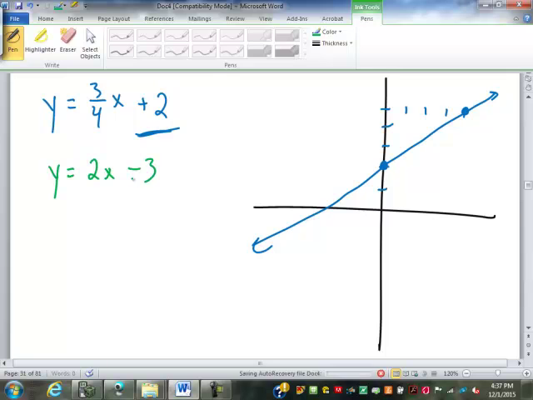So this one, where do I start? Negative 3. Right there. Now it's a slope of 2, but I'm going to change that into a fraction by making it 2 over 1. So from this point, I'm going to rise 2, up 2, and over 1, right there.